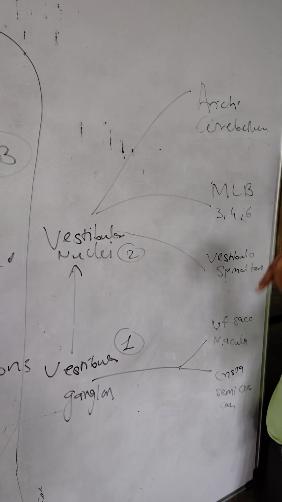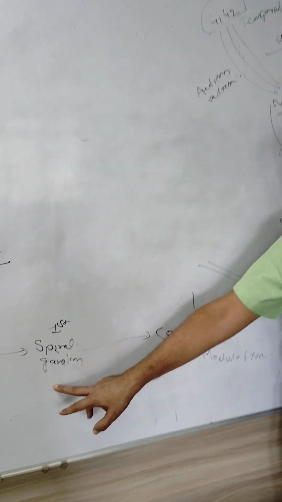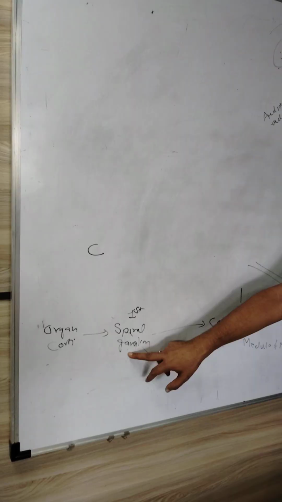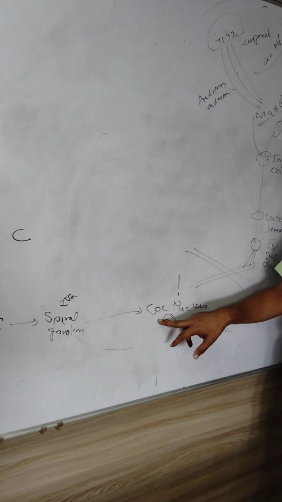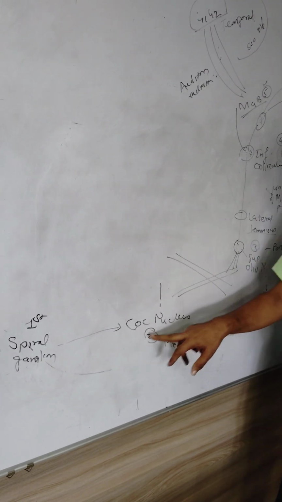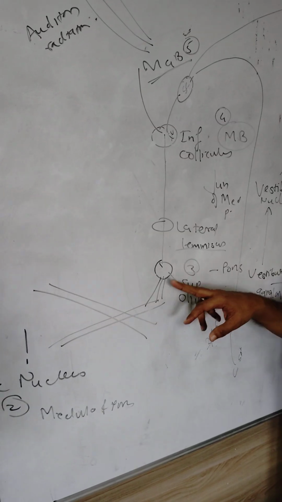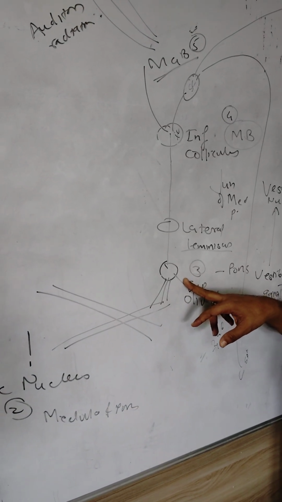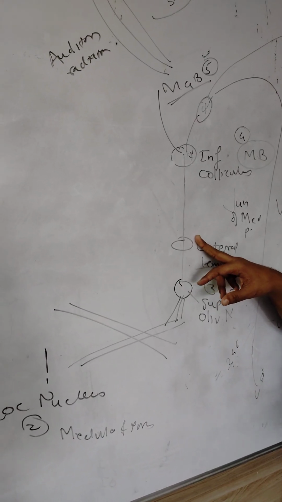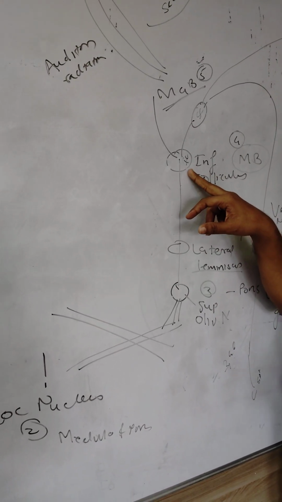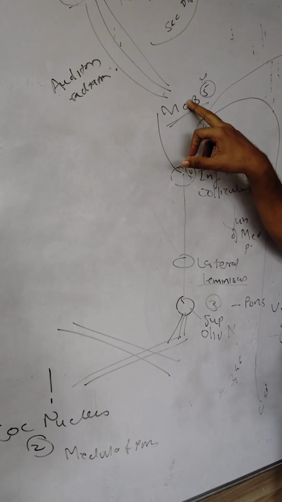The mnemonic is VOR. So this is about the vestibular part and this is about the cochlear part. Again I will tell: the organ of Corti, then the spiral ganglion, which is the first order neuron. From the spiral ganglion it goes to the cochlear nuclei, which is the second order neuron. From there the crossing takes place and the trapezoid body is formed. The third order neuron is the superior olivary nucleus. After that the tract is called the lateral lemniscus, which ends in the inferior colliculus, the fourth order neuron. Then it goes to the medial geniculate body, fifth order.